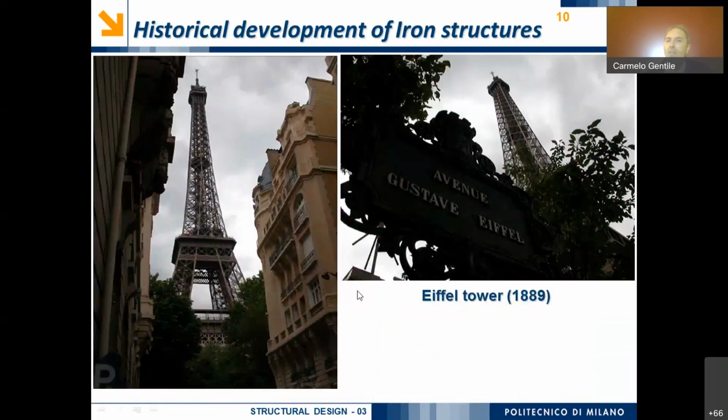But of course, the masterpiece of the age of iron construction was the Eiffel Tower, which you can still see in Paris. The Eiffel Tower was completed in 1889, and 1889 was also the year of the Expo in Paris.